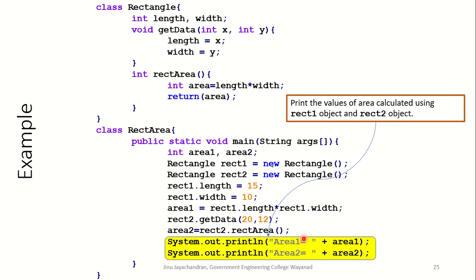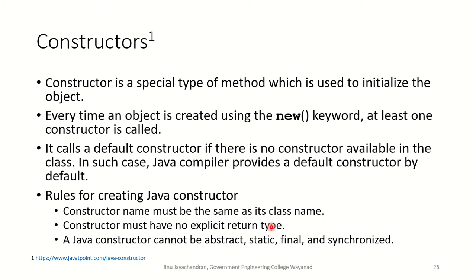And this is a print statement. So area 1 and area 2, they are totally different because one is using rect1 object and area 2 is using rect2 object. So area 1 will be printed as 150, and area 2 will be printed as 240.